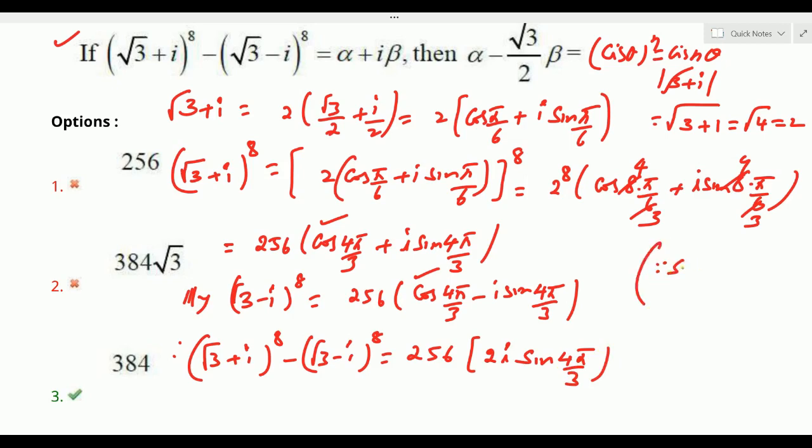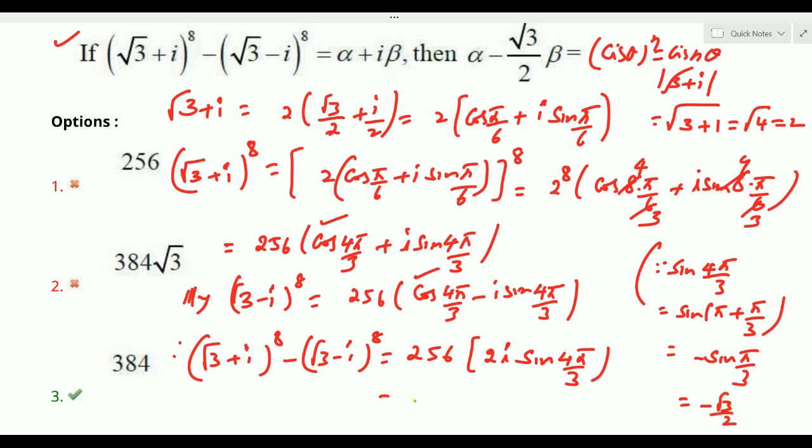Sin 4 pi by 3 we can write as sin of pi plus pi by 3. Pi plus pi by 3 is 4 pi by 3, or not? Sin of 180 plus theta is minus sin theta. That is, sin of pi plus pi by 3 is minus sin pi by 3, because it is in the third quadrant, and in the third quadrant sin is negative. Sin pi by 3 is root 3 by 2, with negative value, minus root 3 by 2.